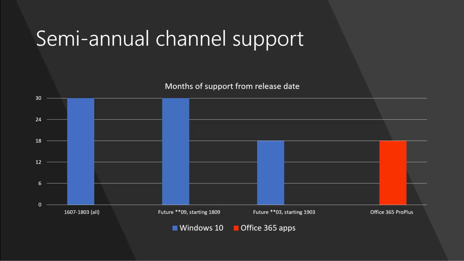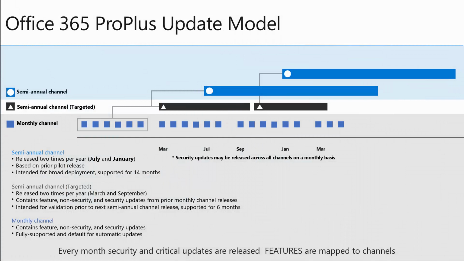And per the previous policy, the builds that are targeting March will have 18 months of support. Likewise, all the Office 365 ProPlus builds in the semi-annual channel will get 18 months of support. Speaking of that, this is the way the Office update channels work.